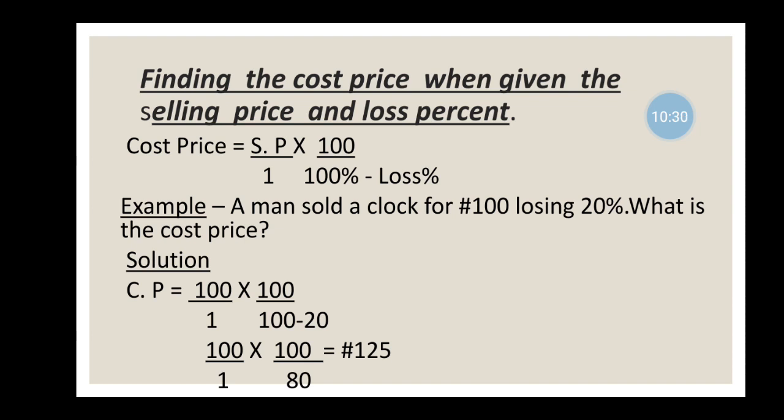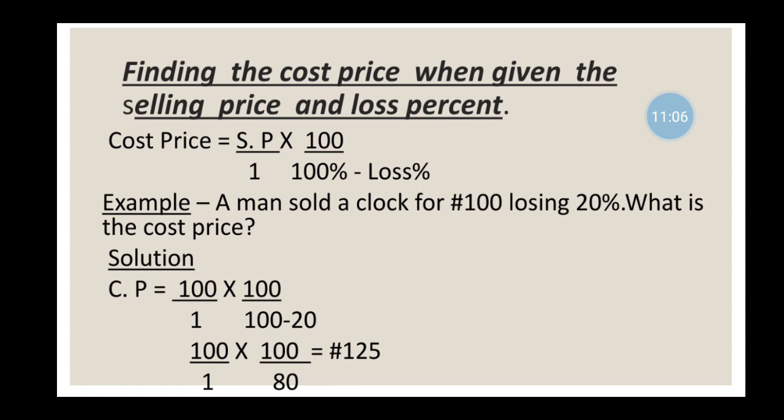So children, it is very important for you to take note of these formulas. Today we have been able to learn four formulas: finding the cost price when the selling price and the gain percent is given, finding the cost price when the selling price and loss percent is given, finding the selling price when the cost price and the gain percent is given, or finding the selling price when the cost price and the loss percent is given. So please take note of these formulas, because without them you cannot solve questions regarding finding the cost price and selling price.